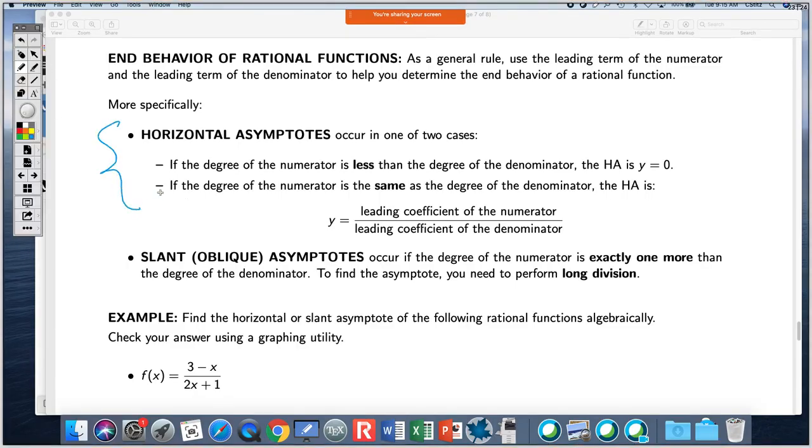Horizontal asymptotes. If the degree of the numerator is less than the degree of the denominator, the horizontal asymptote will be y equals 0. If you have a larger power of x in the denominator than the numerator, the denominator overwhelms the numerator and takes the fraction to 0. If you get the same degree, then you can just look at your leading coefficients to get your horizontal asymptote. If the degree of the numerator is exactly 1 more than the degree of the denominator, like in our last example, where we had an x cubed over an x squared, then you're going to get a slant asymptote. And for the formula for that, you need to do your long division.